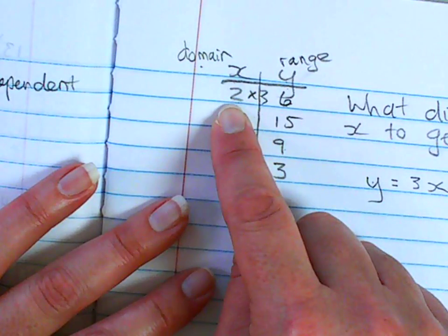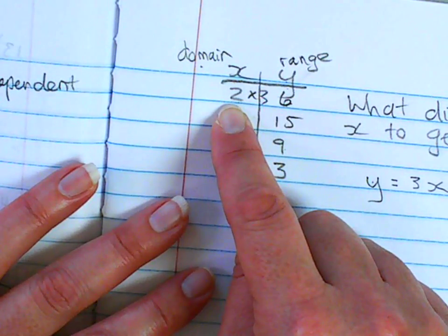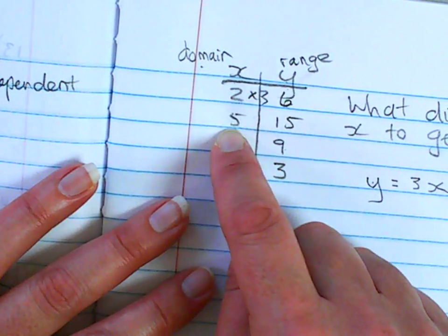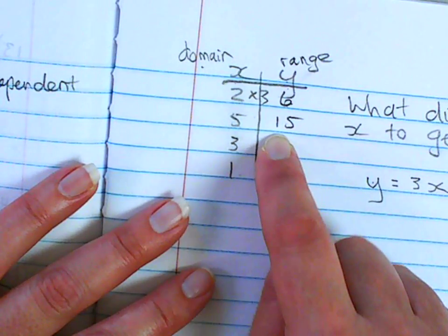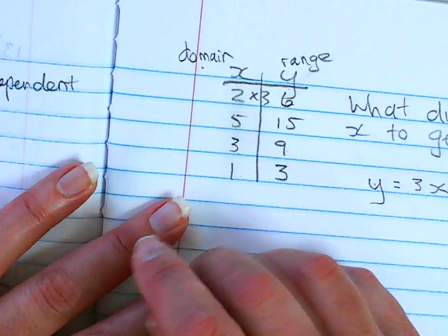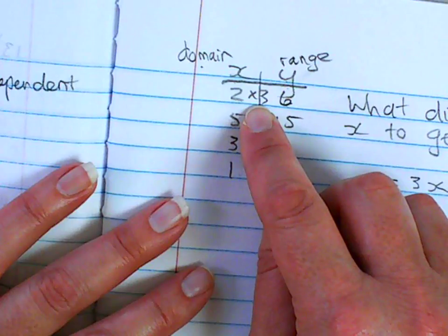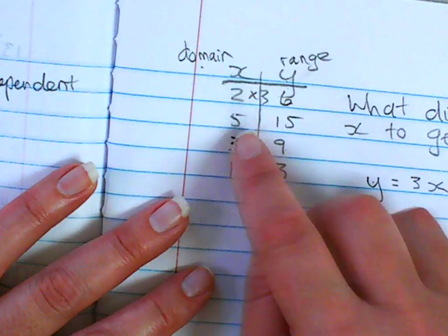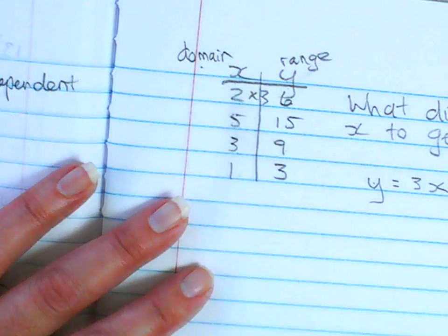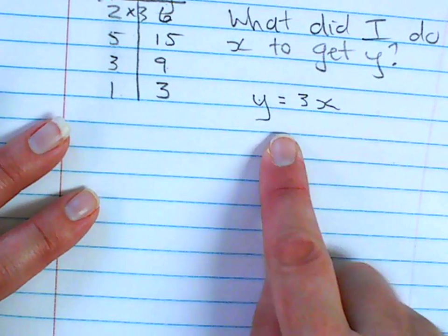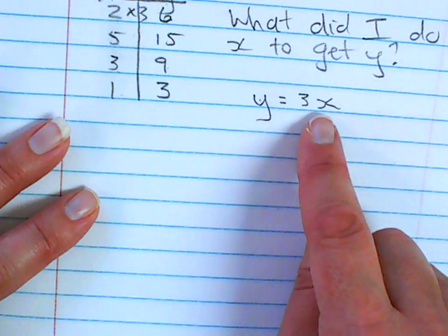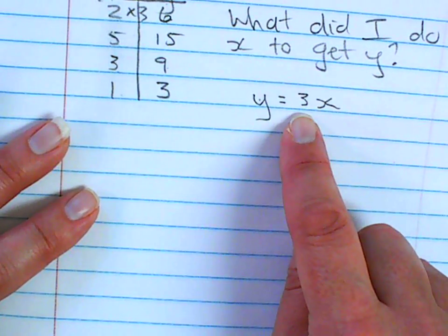So what did I do to 2 to make it 6? Did I add 4? No, because if I add 4 over here to 5, it doesn't give me 15. If I add 4 to 3, it doesn't give me 9. So what must I do? Instead of adding 4, let's see if times 3 works. Times 3, 6. Times 3, 15. Times 3, 9. Yes, it is working. So what will my equation look like? Y turned out to be whatever X was times 3.